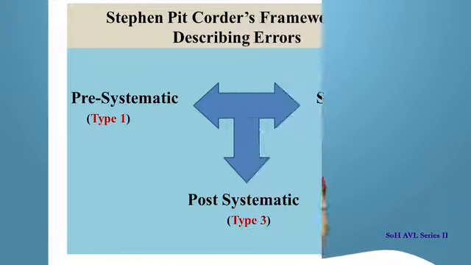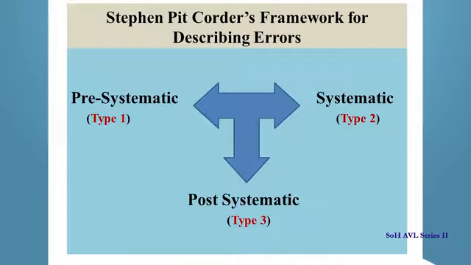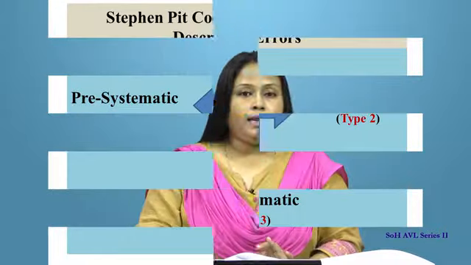According to Stephen Pit Corder's framework for describing errors, there are three types of errors: pre-systematic or type 1, systematic or type 2, and post-systematic or type 3 error. Type 1 or pre-systematic errors are random errors. In this kind, the learner is completely unaware of the existence of a particular rule in the target language. As a result, the errors are randomly made.